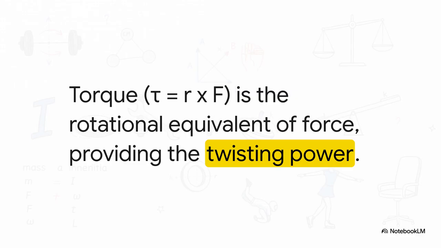Think about trying to push open a really heavy solid oak door. You're definitely not going to push near the hinges, right? You push at the handle, as far away from the axis of rotation as possible. That distance from the hinge to the handle is your vector r. By crossing r with the force F that you apply, you generate torque. It is literally the twisting power that causes angular acceleration.